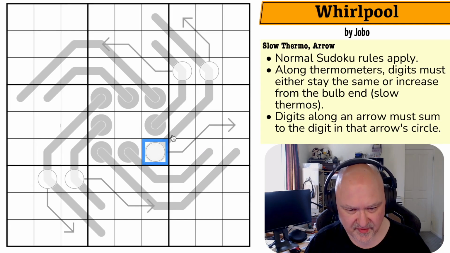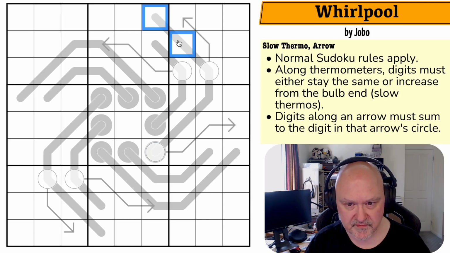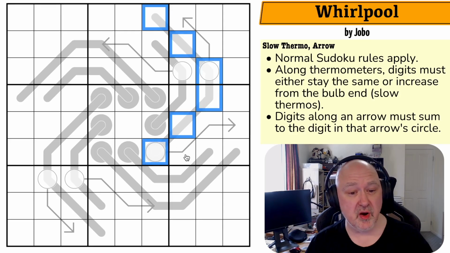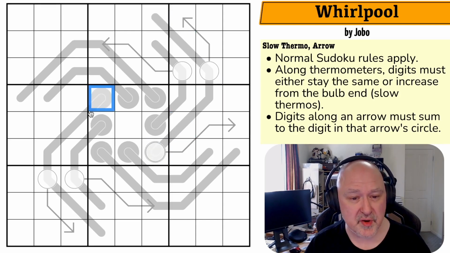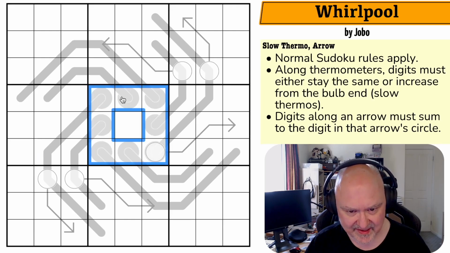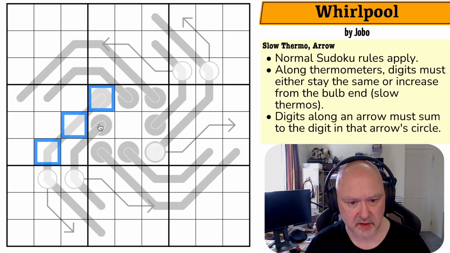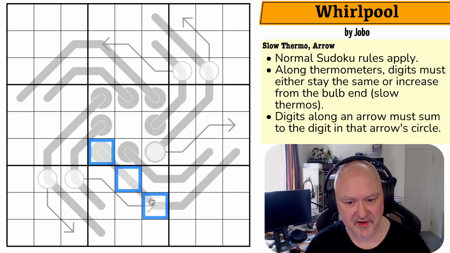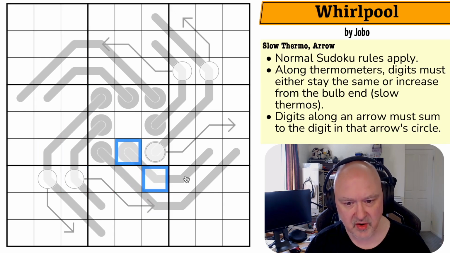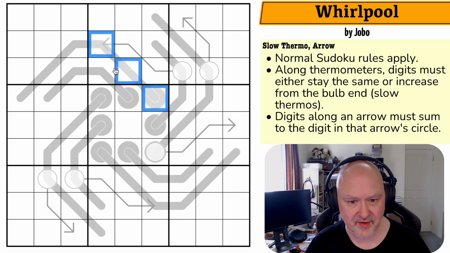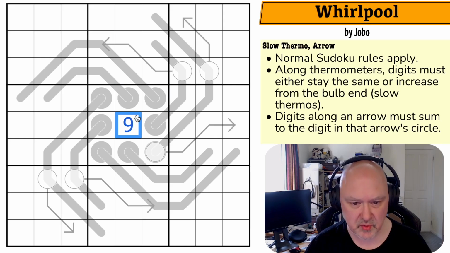It's kind of hard to see, but this is the bulb of this thermo. Now, the thing about slow thermos is you can put the 9 in a bulb of a slow thermo, but only if every cell on the thermo could be a 9. And I don't think that can happen for any of these, because we can't go 999. It doesn't work. The only place we can put 9 is right in the middle.